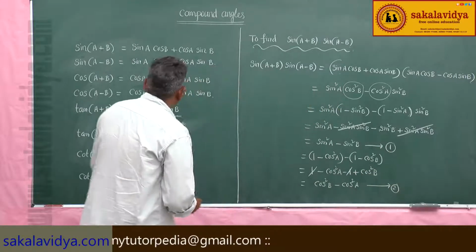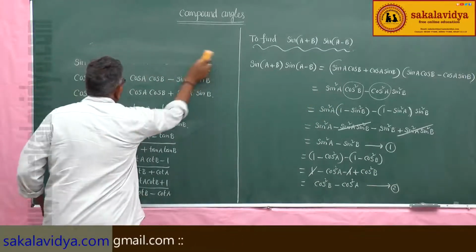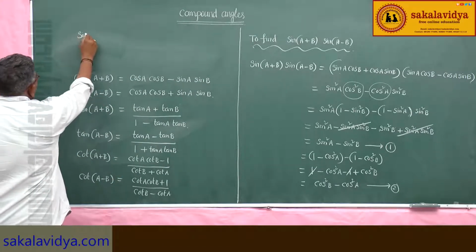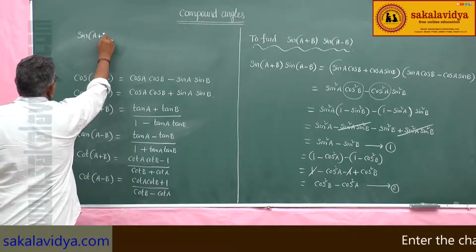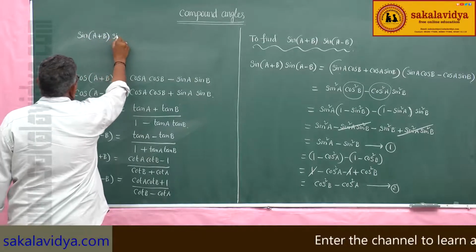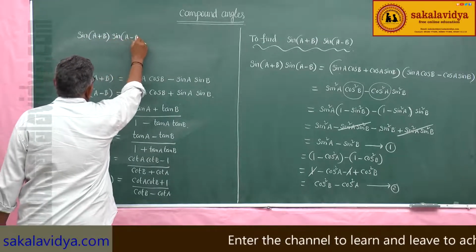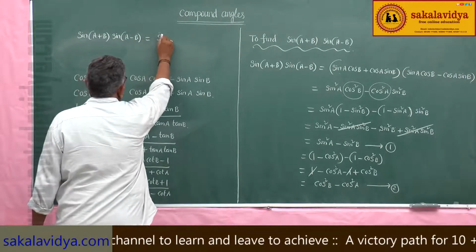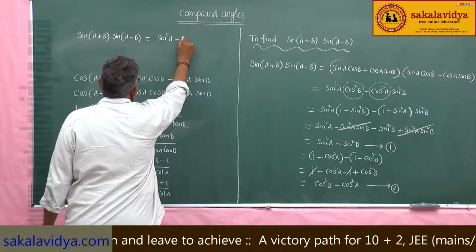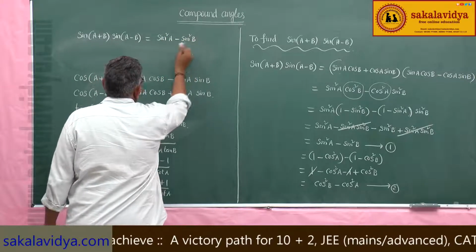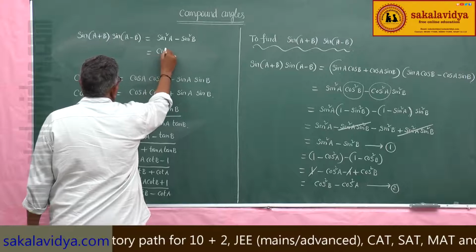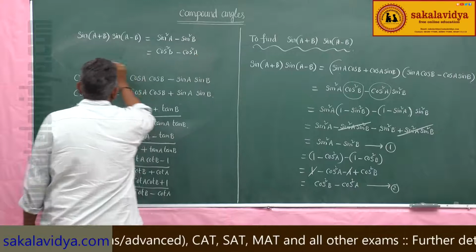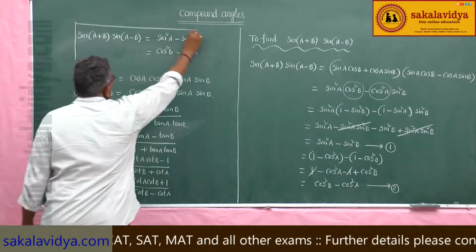Now, from 1 and 2 we can write sin of A plus B into sin of A minus B equals sin square A minus sin square B, or cos square B minus cos square A. This is the formulation.